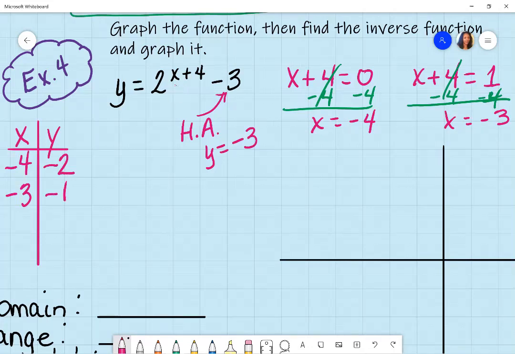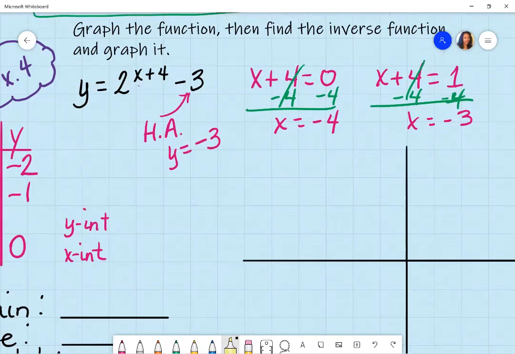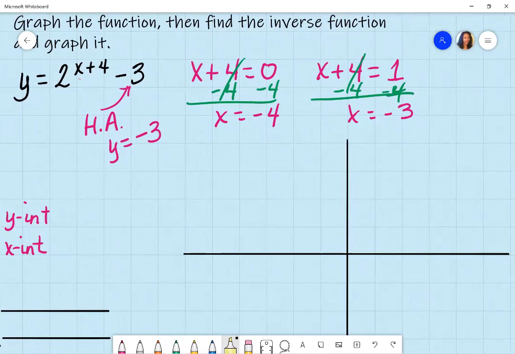Now I can also go ahead and try to look for my y-intercept and my x-intercept. I don't have to, but just in case your teacher asks you to do that, y-intercept means your x has to be 0. X-intercept means your y has to be 0. All right, so what I would do is go back to my original function and I would substitute accordingly. So let's move over and get some space here.